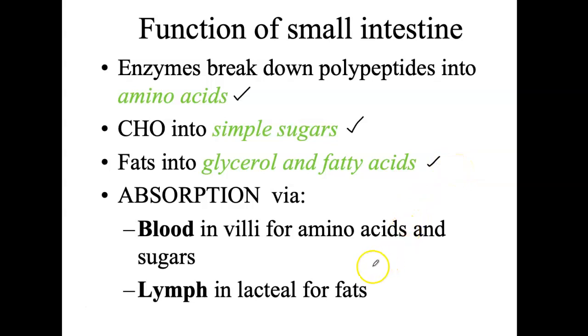And then, as I had said, that absorption is going to be into the blood. It's into the blood for amino acids and for sugars, but it needs a little more screening before fats can be absorbed straight into the blood. So they're going to fall into the lymph vessel first and then come into circulation later.